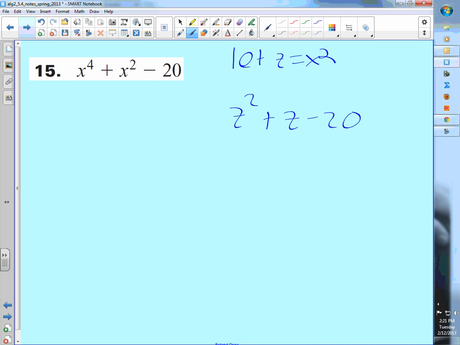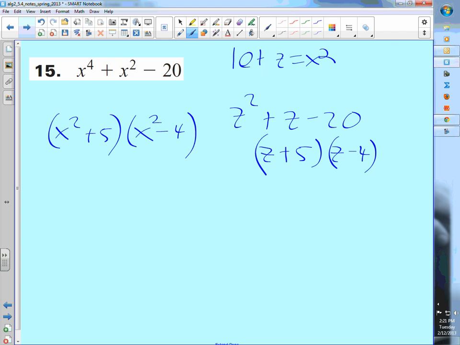What I will tell you is, if the power on the first term is double the power on the second term, you're in quadratic form. And the second term's variable to whatever power is there is what's going to go in the first spots on your binomial. So this is going to be x squared plus 5 and x squared minus 4. That's how this will factor, just like this would factor to z plus 5, z minus 4. And then we would replace the z's with the x squareds.